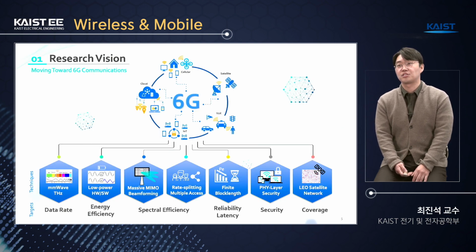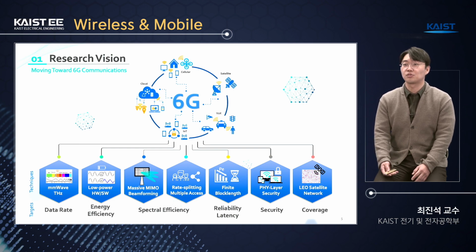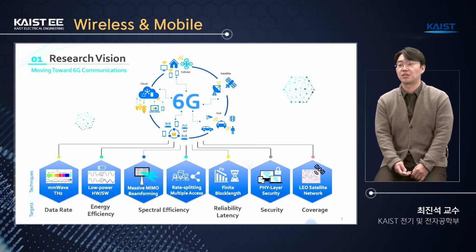So in my research, I'm investigating most of these dimensions to enable 6G communications so that I can increase the data rate, energy efficiency, and spectral efficiency, and also increase the reliability while decreasing the latency of the communications. Also recently, I'm working on increasing the security of the wireless communication and also increasing the coverage.